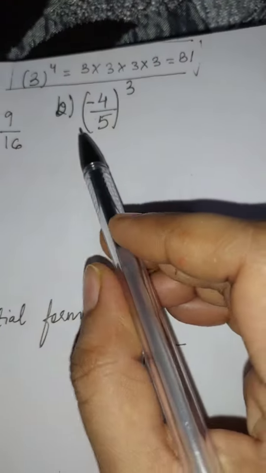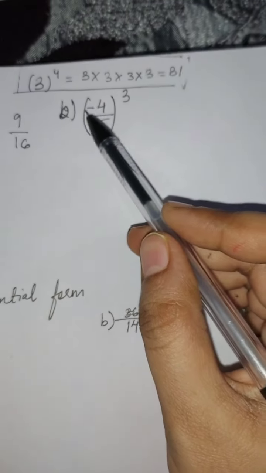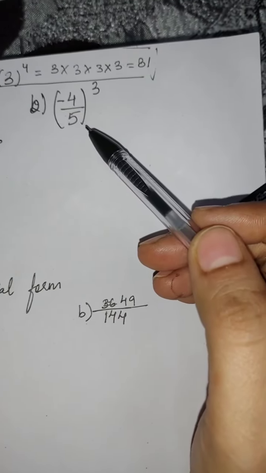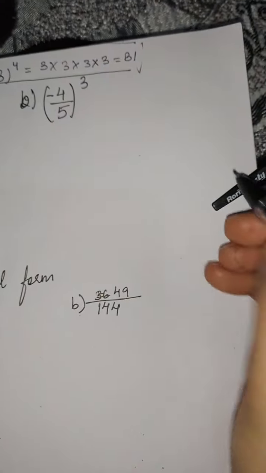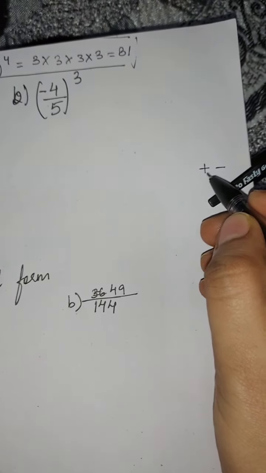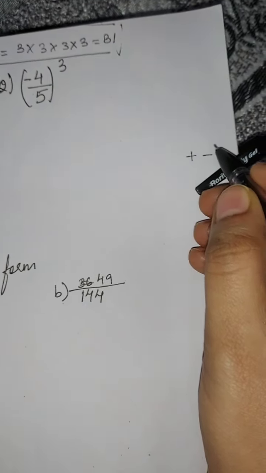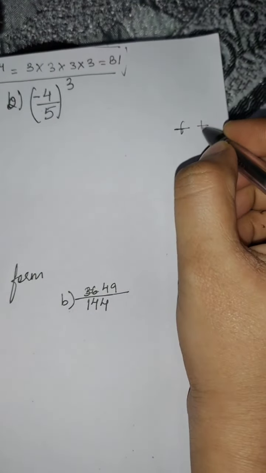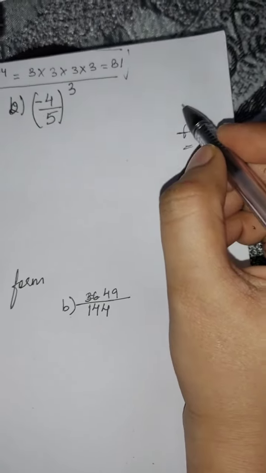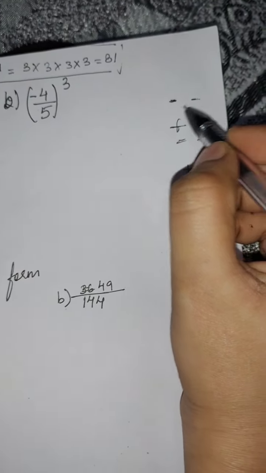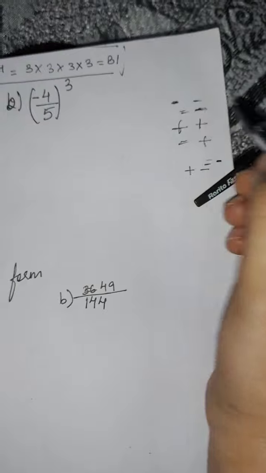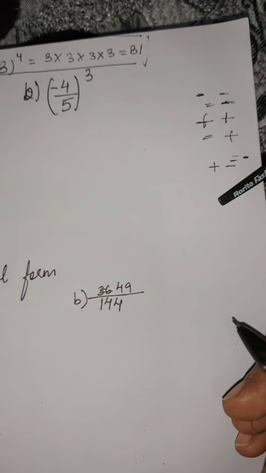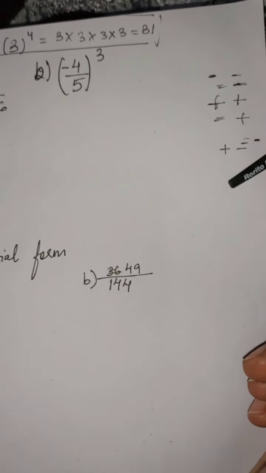Same way we will do here also. Now we have a fraction with a negative sign. In this negative case, you should know the rules of integers. If one number is plus and another number is minus, the answer will be minus. If one number is plus and another is also plus, the answer will be plus. If one number is minus and another is minus, the answer will be plus. There are certain rules of integers which should be clear, and if you do not know them, you can ask me to record a video on it.